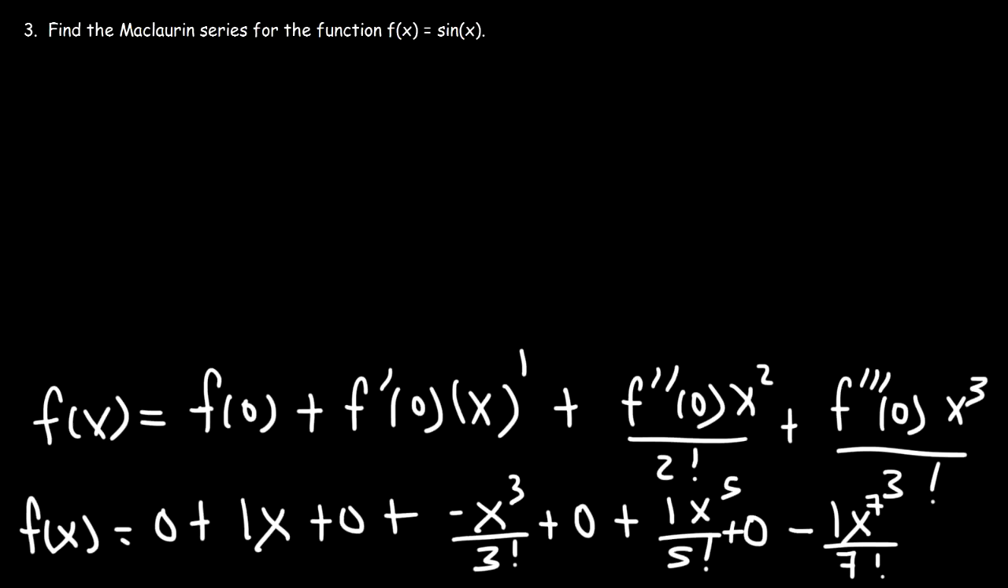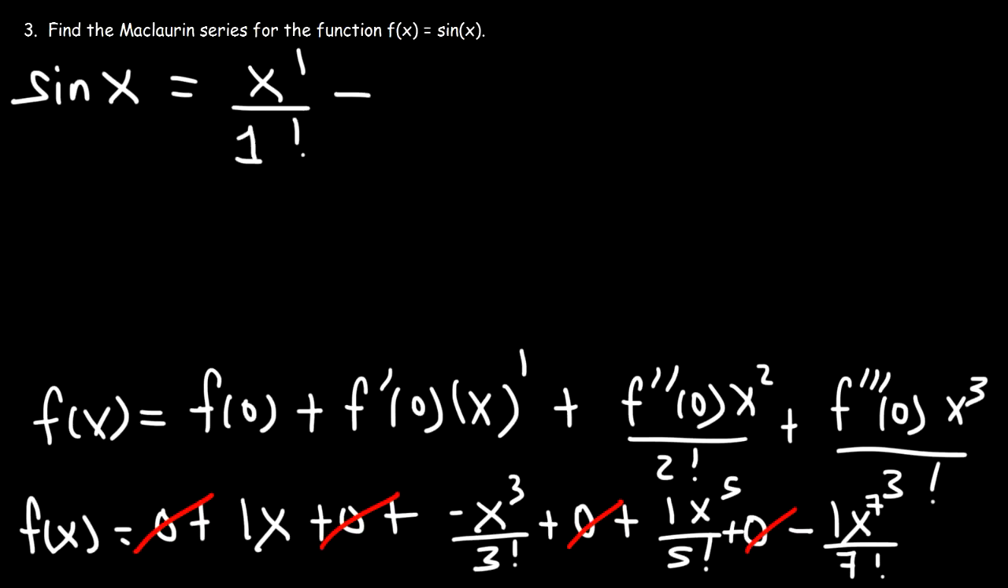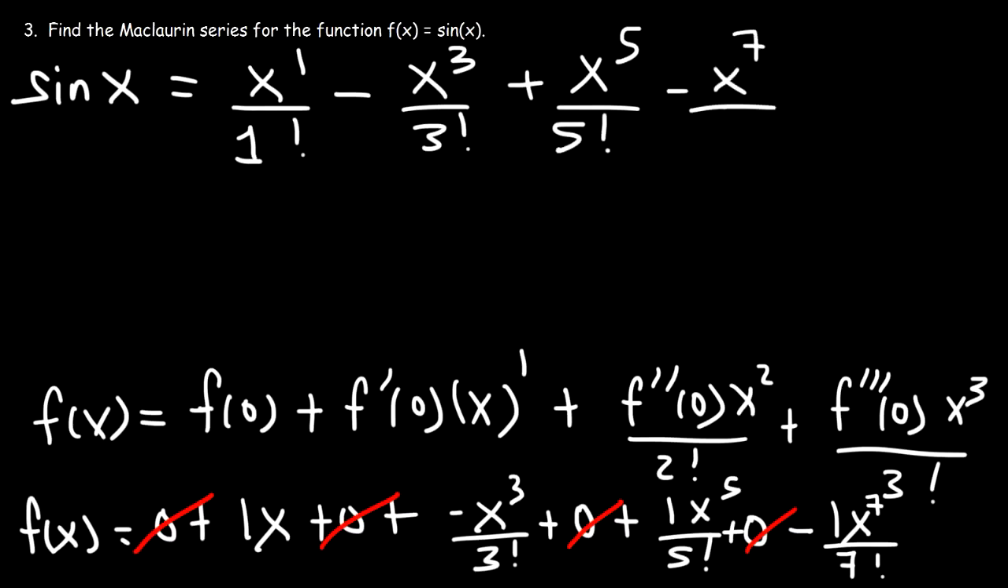Now let's simplify what we have so we can get rid of all of the zeros. So our function, which we can write as sine x, is equal to x, which I'm going to write as x to the first power divided by 1 factorial, and then minus x to the third power divided by 3 factorial, plus x to the fifth power over 5 factorial, minus x to the 7th power divided by 7 factorial. And the series will go on forever.